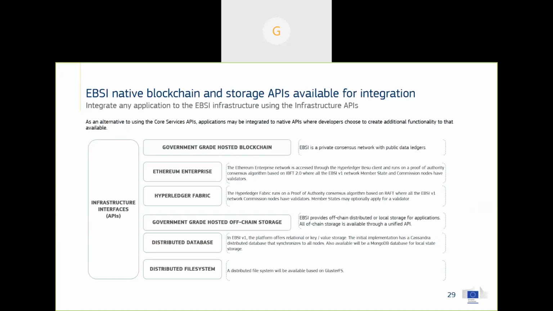As mentioned earlier, the distributed database is Cassandra and is available through core services APIs. We have, as mentioned earlier, a storage API that gives access to all the different capabilities. And lastly, there is a distributed file system if required, which is GlusterFS.